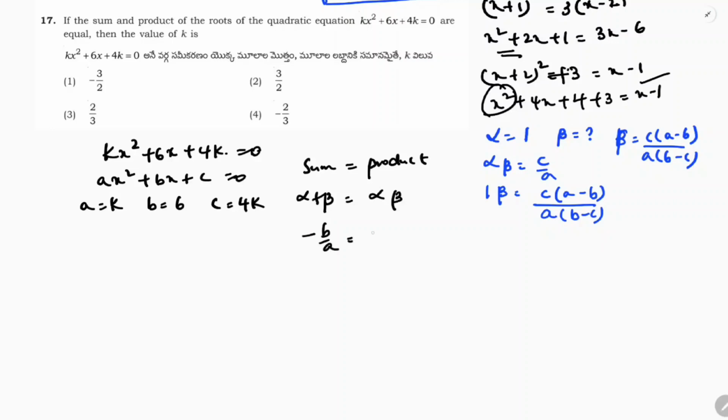Minus b by a equals c by a, cancel a. Minus b is minus 6, c is 4k. So k is minus 6 by 4. So the value of k is minus 3 by 2. So the correct option is 1.